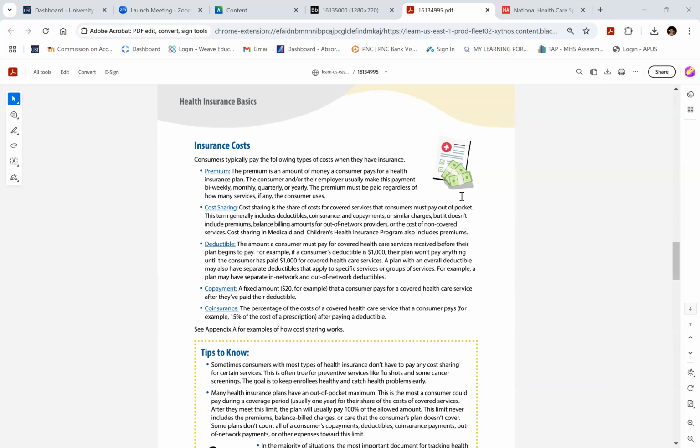Deductible. Deductible is the amount a consumer pays for covered health services received before their plan begins to pay. So you got to pony up something. You got to put something down. And this is an example of a $1,000 deductible. Let's say that you have a healthcare bill of $5,000. If your deductible is 1,000, you have to pay that 1,000 before the health insurance plan pays the rest of it. Car insurance is the same thing.